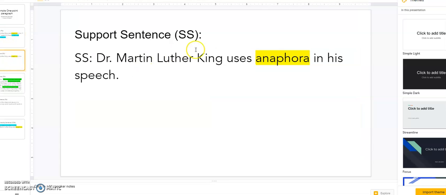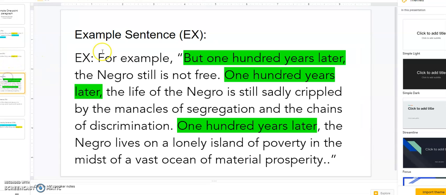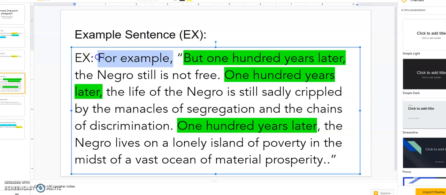Okay, now we have a support sentence. Dr. Martin Luther King uses anaphora in his speech. So our support sentence is going to reiterate the rhetorical device. Now we have our example sentence. And we're going to start with the phrase, for example, and then you're going to have a quotation because we're actually going to quote from the speech. Yes, this means you're going to have to go back into the speech.